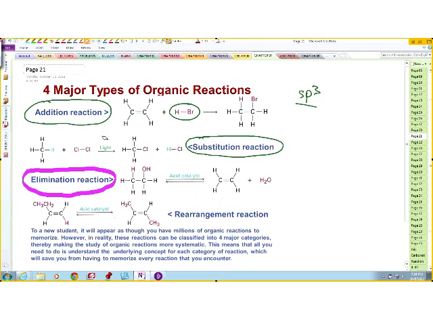And then finally, we have what we call rearrangement reaction.